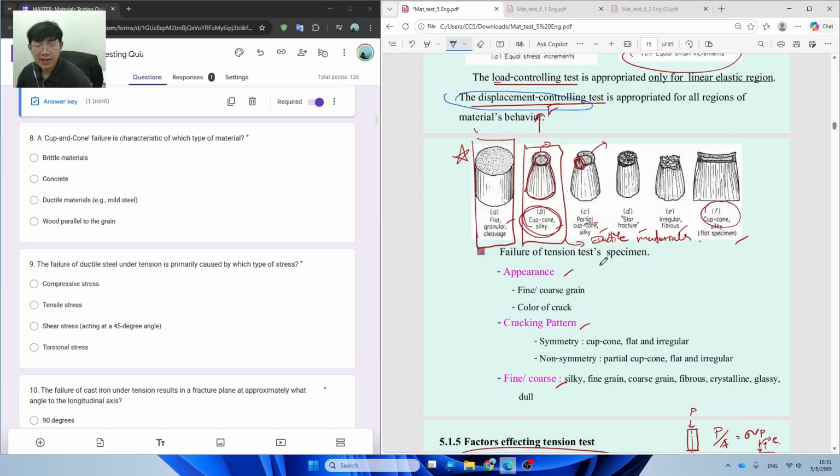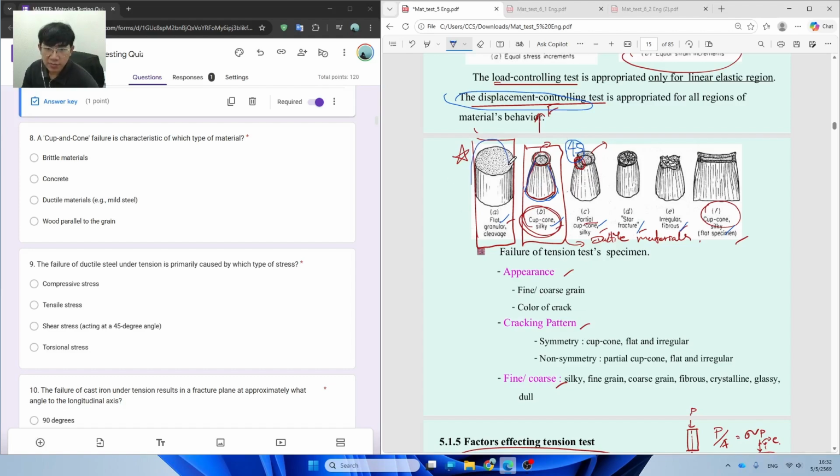For the failures from tensile tests, we have a lot of failures, for example flat granular, cup cone, partial cup cone, and star fractures. Look at the question: a cup cone failure is a characteristic of which type of material? If you remember, you tested the steel in F1. After you pull it, you can see there is some area reduction that produces an angle of 45 degrees in your sample. That comes from the shearing stress to the grain, which makes the sample shape from the bigger area to the smaller area and produces an angle at about 45 degrees.